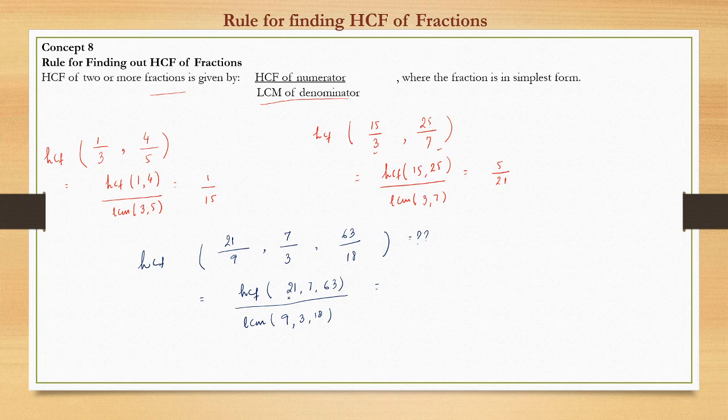So what would be the HCF of 21, 7 and 63? We'll first check with the smallest number. The smallest number is 7. 7 divides all the numbers, right? So 7 becomes the HCF. And the LCM of 9, 3, 18 is 18. Those of you who don't get how to find LCM, just wait for the series on LCM. This is fairly easy. So 7 by 18 is the HCF of the numbers.